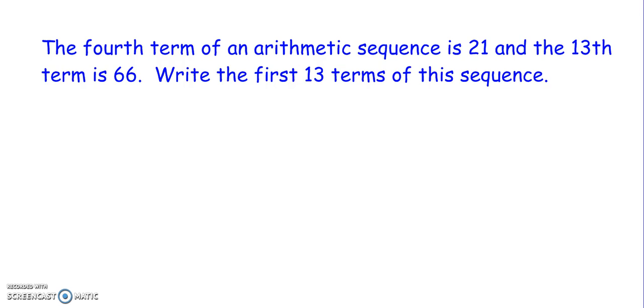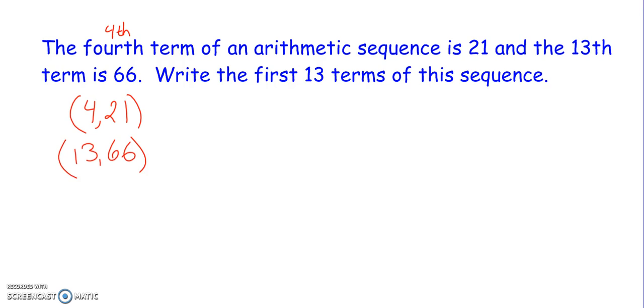All right, so it's not always that easy. Here, you are given the fourth term, if you prefer to think of it like that. The fourth term of an arithmetic sequence is 21, and the 13th term is 66. Find the first 13 terms of this sequence. Okay, so to be able to do this, you need to figure out what the common difference is, and all that they gave you is that the fourth term is 21, and that the 13th term is 66.